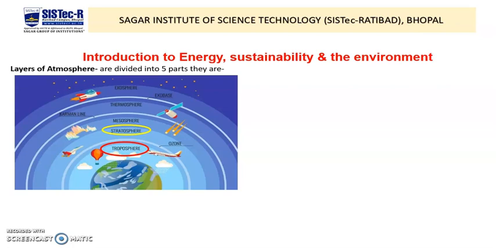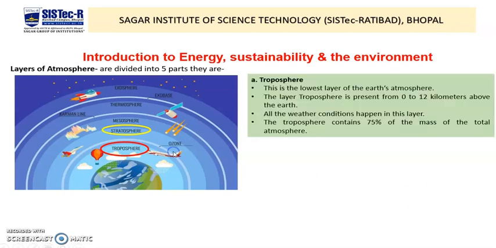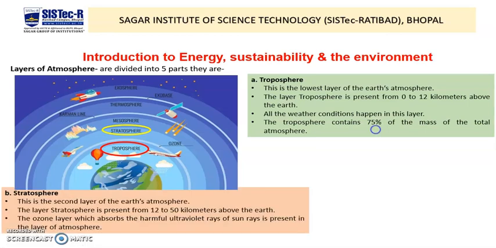Now the layers of atmosphere. First is troposphere. It is the lowest layer of Earth's atmosphere. It is present from 0 to 12 kilometers above the Earth. All the weather conditions happen in this layer. The troposphere contains 75% of the mass of the total atmosphere.